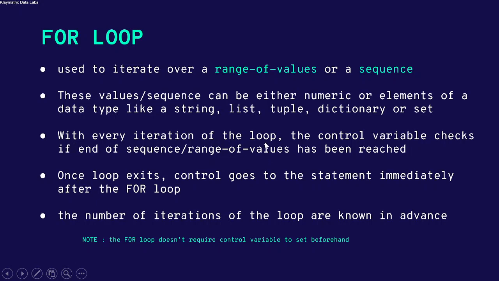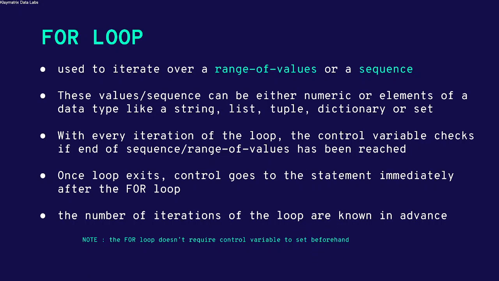With every iteration of the loop, so this we already discussed, once the loop exits, the control goes. Control means where your program is right now, right? In which line of code the program is. So the control goes to the statement immediately after the for loop. So you have a for loop body, and it will follow the next line of the for loop. And the number of iterations of the loop is known in advance in a for loop. We know how many times the loop has to run, right? This will become more evident once we run the code. Please note that the for loop doesn't require the control variable to be set beforehand. You do not need to set it beforehand, right?